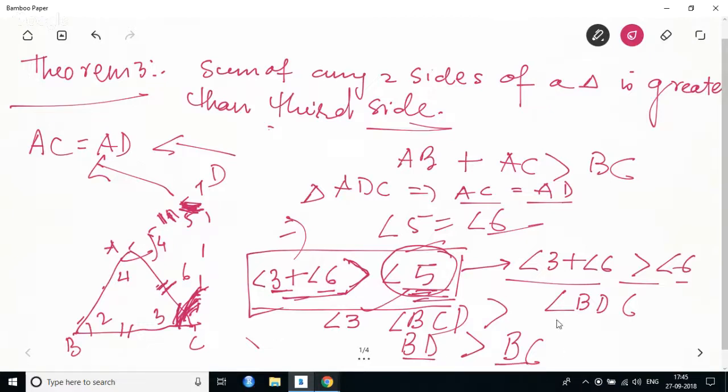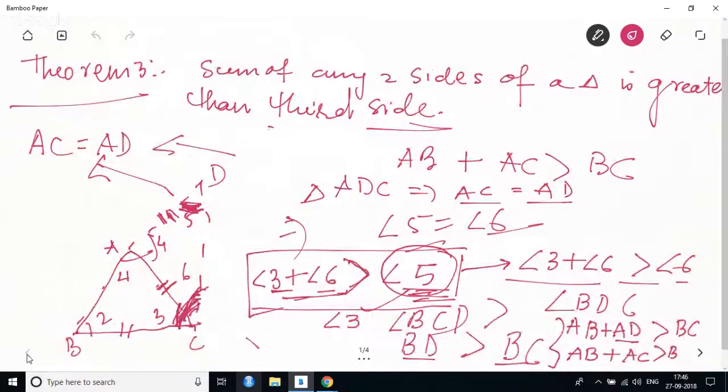Now what is BD? BD is AB plus AD, and that is greater than BC. I know AD is equal to AC, so I can write that AB plus AC is greater than BC. So this is like this.